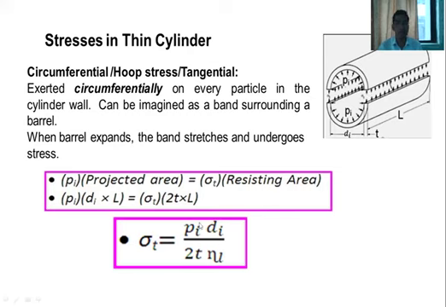The circumferential stress for a thin cylinder is calculated by the formula sigma t is equal to Pi Di upon 2 t eta L. Here Pi is the internal pressure in the cylinder, Di is the internal diameter of the cylinder, t is the wall thickness of the cylinder, and eta L is the weld joint efficiency along the length of the cylinder. By using this formula we can get the circumferential stress in the thin cylinder.